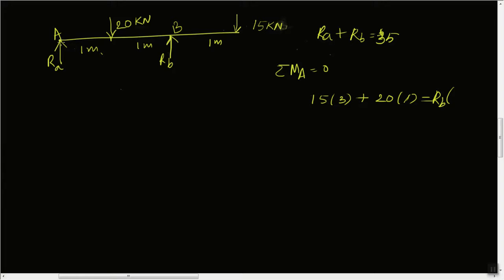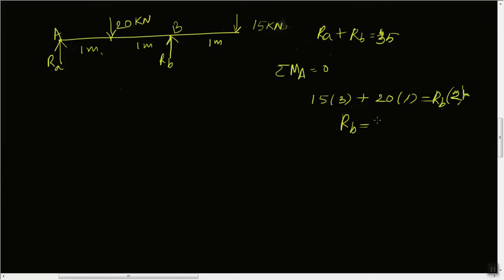This is our reference point about which we want to find out the moment, and this is the force. So the distance from the reference point to the force is 2 meters here in this case. This is RB into 2. Okay, so it is becoming 65. RB is 65 by 2.